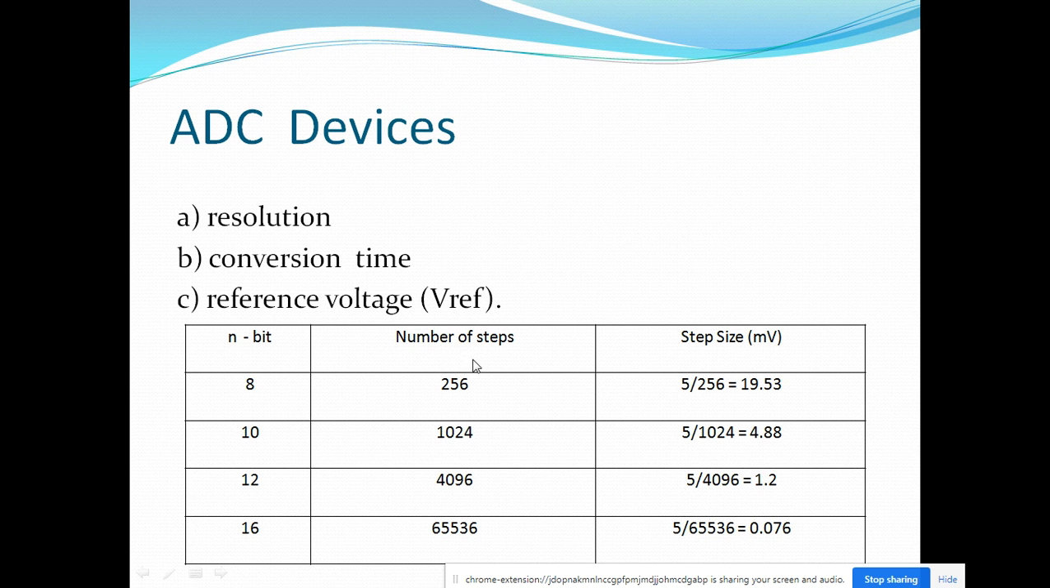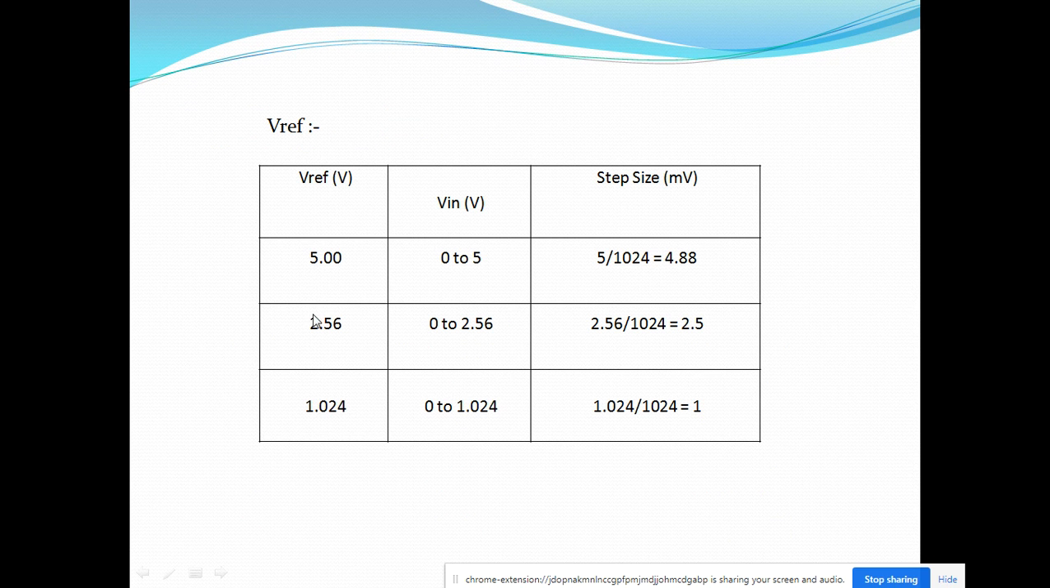Okay, so V reference also plays a very important role in the measurement or conversion steps of ADCs. So you can see here, if I connect the V reference positive terminal to 5 volt, then I can convert my input which is coming in the range of 0 to 5 volt, which gives us a 4.88 millivolt step size. For 2.56 volt reference voltage connected to the ADC available on the PIC18 microcontroller, that gives us an input measurement range of 0 to 2.56 volt. Okay, for this particular range, the step size is 2.5 millivolts.